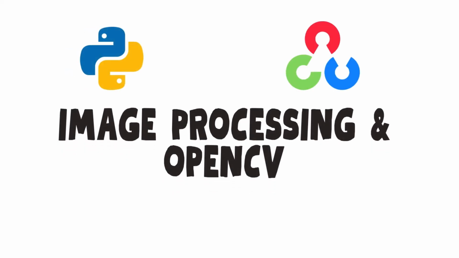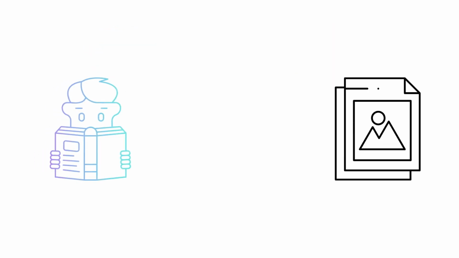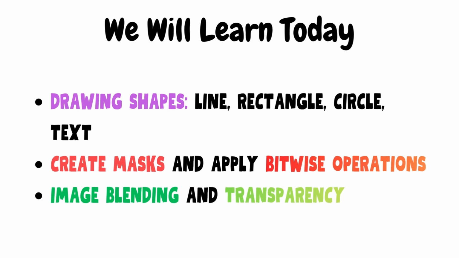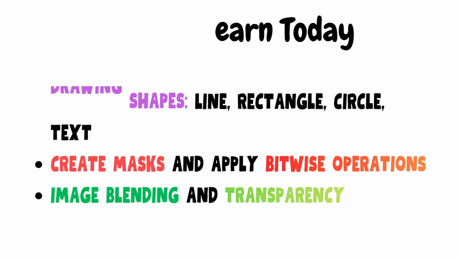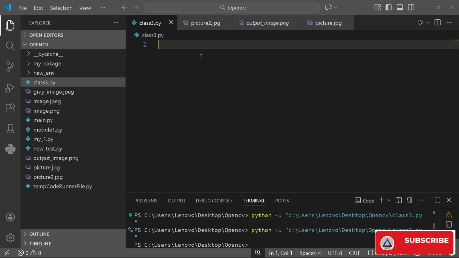Welcome back everyone. In our OpenCV Python image processing series, we learned how to read images, resize them, crop them, and apply transformations. But today, we are moving into something more creative and powerful. We'll learn how to draw shapes directly on images, create masks, apply bitwise operations, and blend multiple images together. These techniques are used in face filters, augmented reality, logo overlays, object detection, and photo editing apps. So, open VS Code and let's start coding.